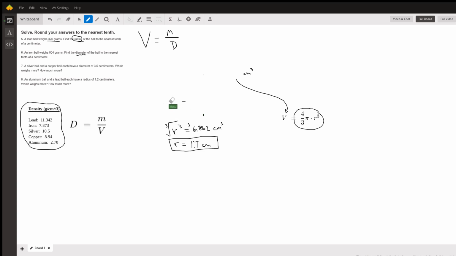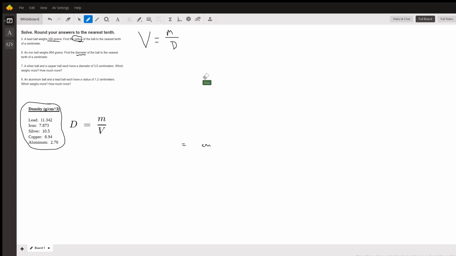This one says that a silver ball and a copper ball each have a diameter of 3.5 centimeters. Which weighs more and how much more? I like this problem a lot because it may cause you to question some things you may be assuming. Let's start with the fact that we're going to have to use yet a different relationship here, because they are giving us diameter, which does not tell us the mass and doesn't immediately tell us the volume.